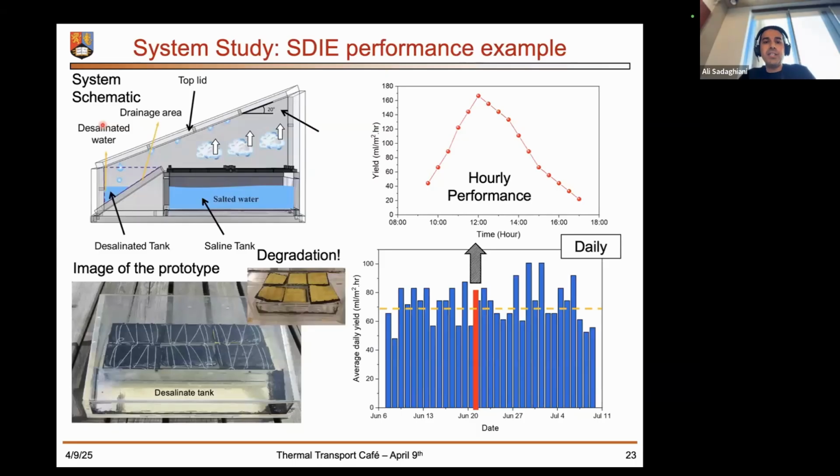And we tested this system in an actual prototype for over one month. What we observed and reported was 70 milliliters per square meter per hour of fresh water.